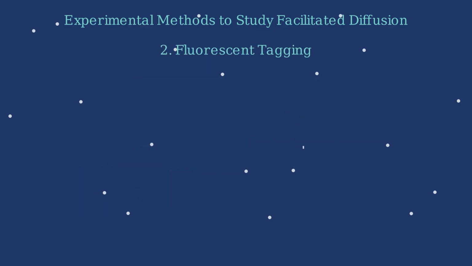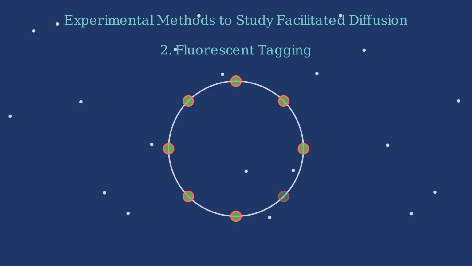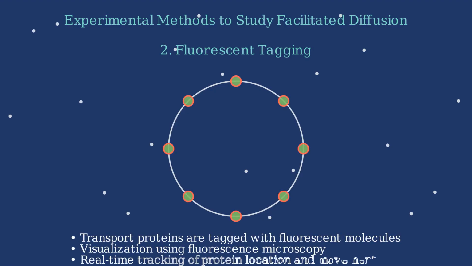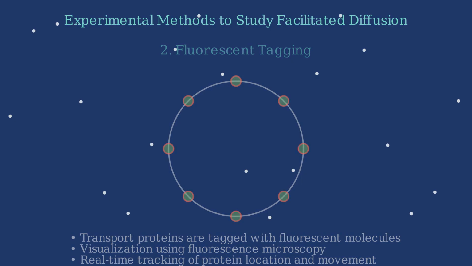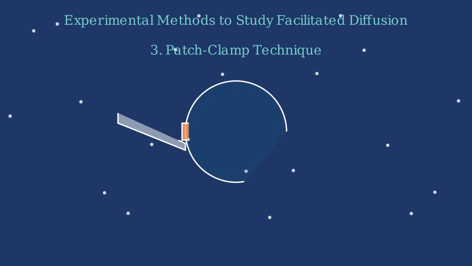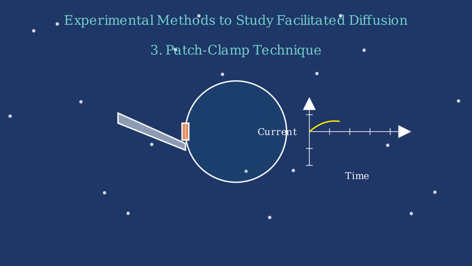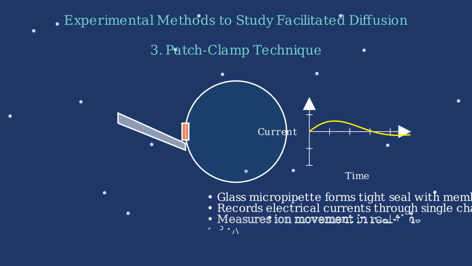The second technique is fluorescent tagging. Transport proteins are labeled with fluorescent molecules like green fluorescent protein. Using fluorescence microscopy, scientists can visualize protein locations and track their movements in real time. The third key technique is patch clamping. A glass micropipette forms a tight seal with a small patch of cell membrane. This allows scientists to record electrical currents as ions move through individual channel proteins. This technique provides detailed functional data about how transport channels operate.